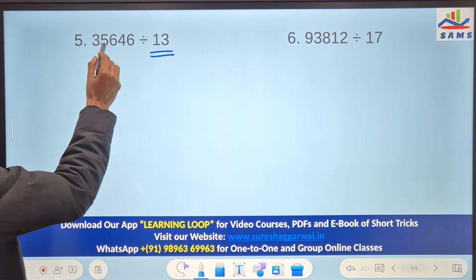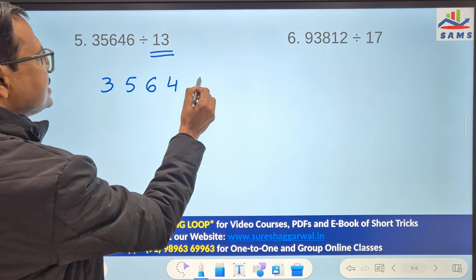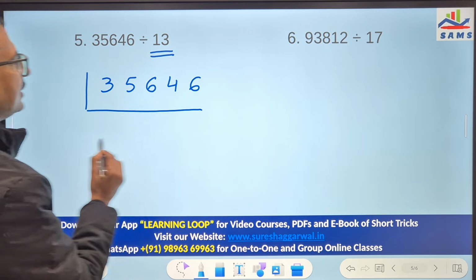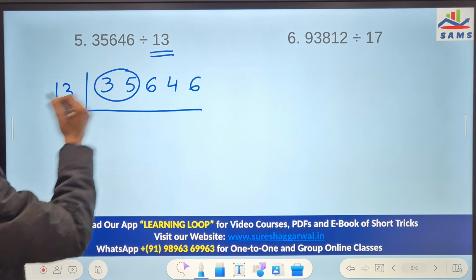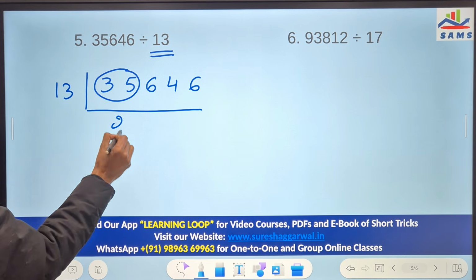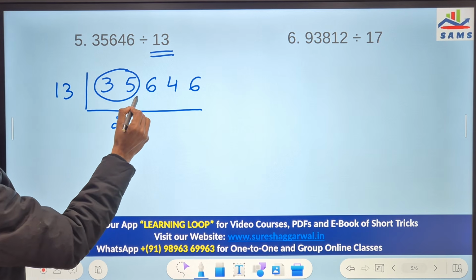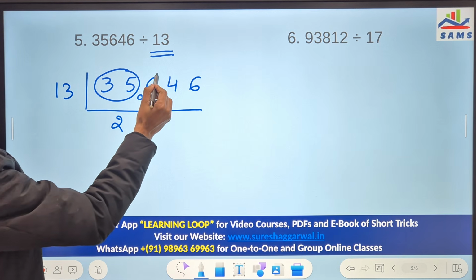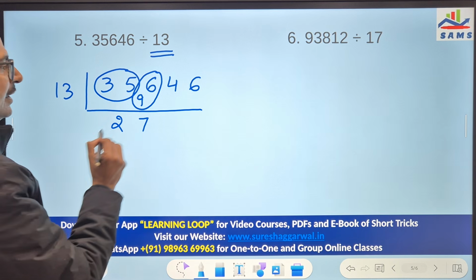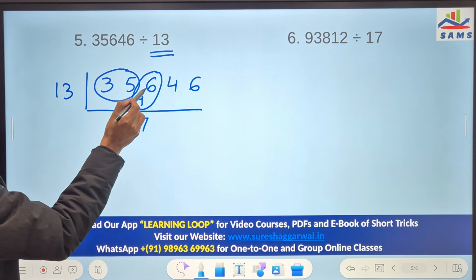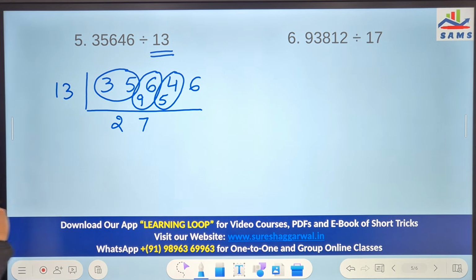Let's see. 3 5 6 4 6. So 3 5 6 4 6, and the divisor is 13. Now 3 doesn't go into 13, so I have to consider 35 first. 13 2 times is 26, and 35 minus 26 is 9. So I have to consider 96 now. 13 7s are 91. So 96 minus 91 is 5. So I have to consider 54 now.